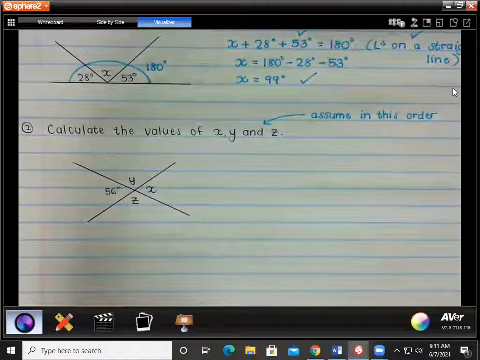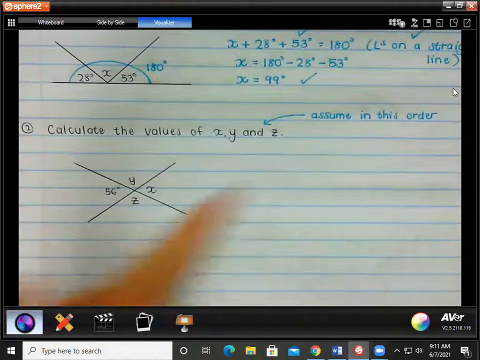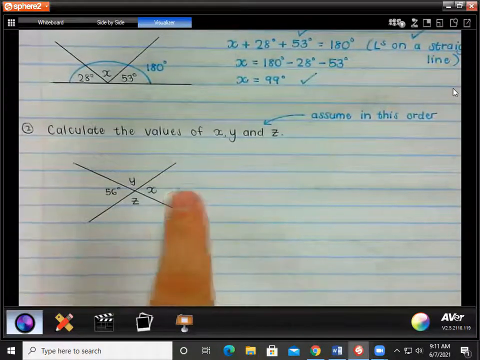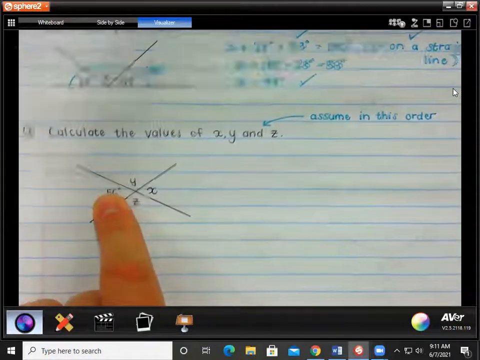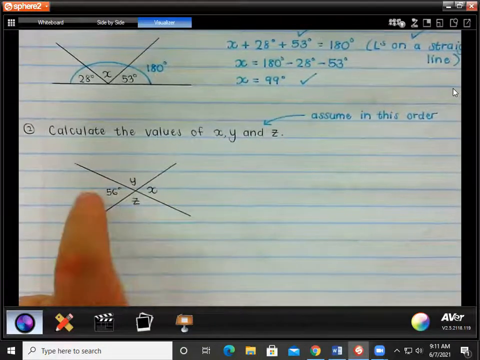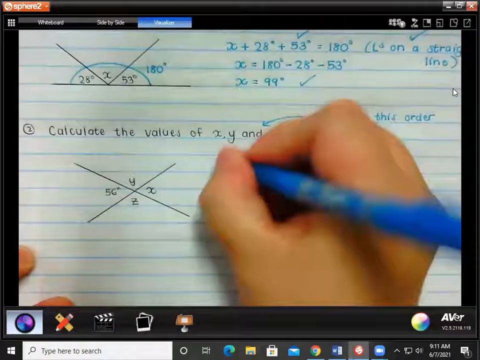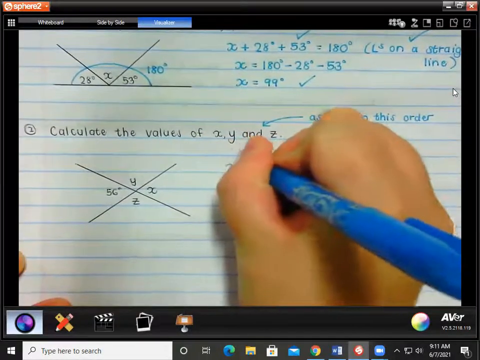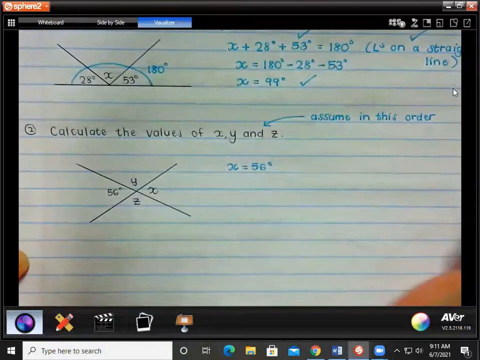So guys, do we agree that we have 2 straight lines that are cut? So what does that mean? X is going to be 56 because of vertically opposite angles. All right, X equals 56 degrees.